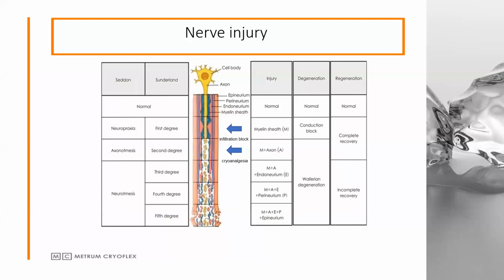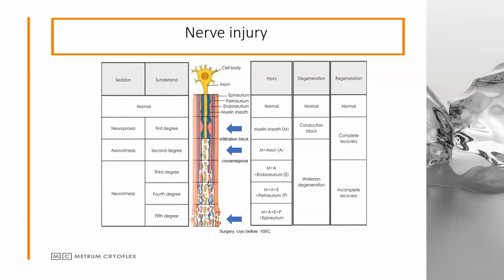What's the difference between that and the local anesthetic infiltration, or the first degree neuropraxia? You have Wallerian degeneration, not just conduction block. And also, like the first degree, you expect complete recovery when you do cryoanalgesia at -45 degrees Celsius. Well, when you have a surgical resection of the nerve, or a very low temperature, freezing below -100 Celsius, then you have neurotmesis. And neurotmesis is a third degree, fourth degree, or fifth degree nerve injury.